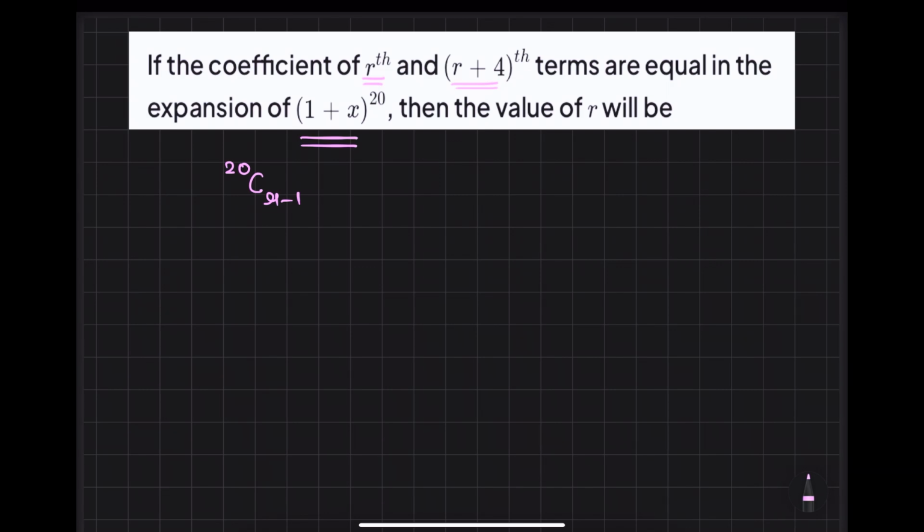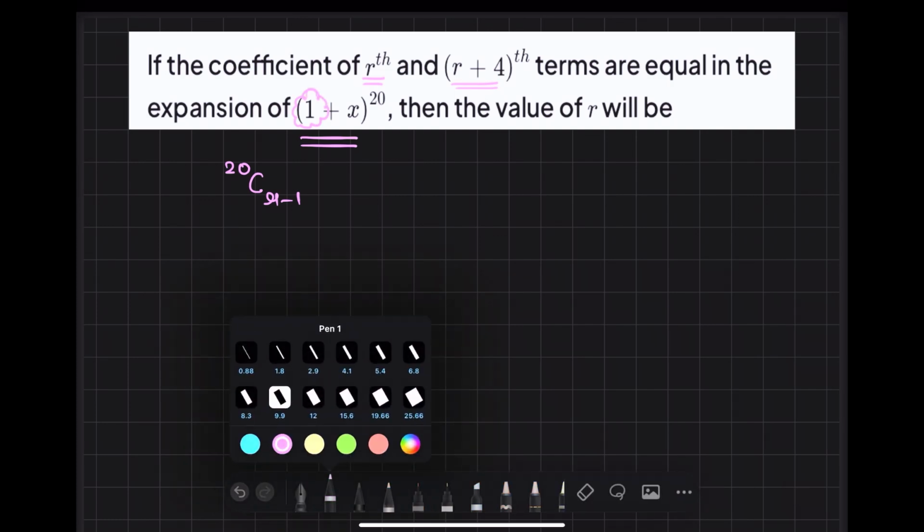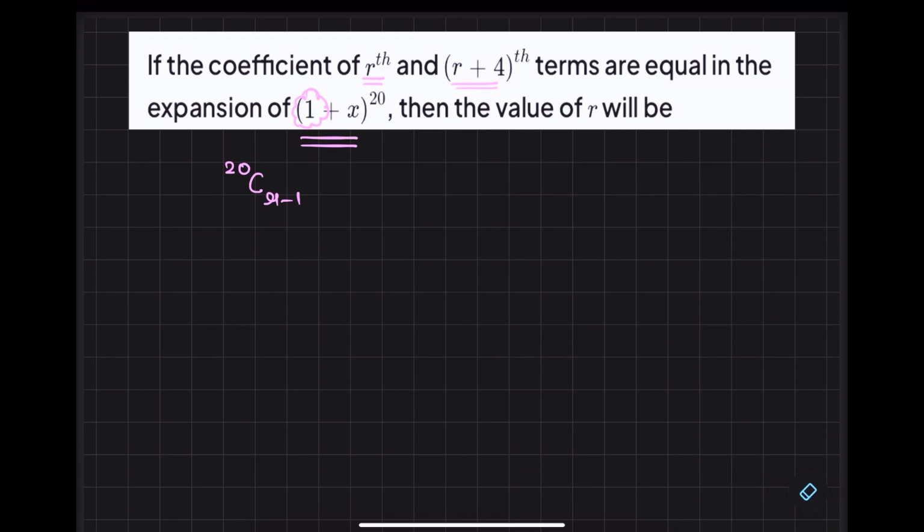Now look at this. Here if you observe, in place of x they wrote 1, and in place of y they wrote x. Okay, and you know that both of them will not contribute in the coefficient, and we are interested in coefficient only. So this is the coefficient of rth term. Now let's move on to the next part. So the coefficient of r+4th term, you know that the coefficient will be 1 less than this one. Okay, so this thing is equal to this thing.